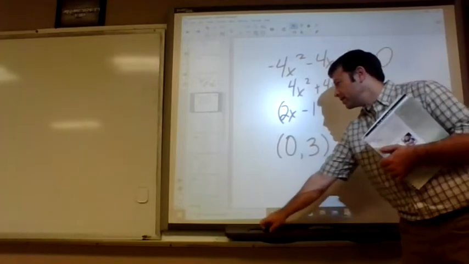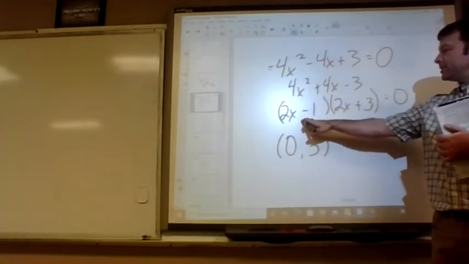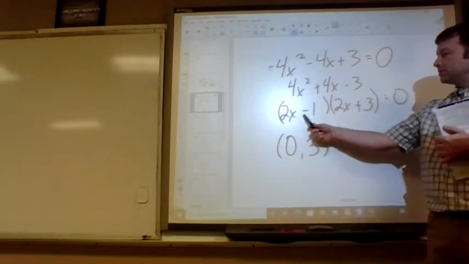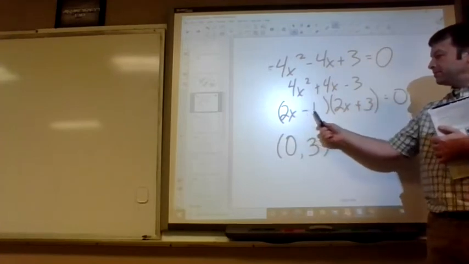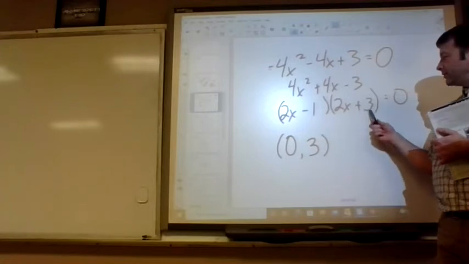Okay. What x values would make these factors 0? Positive 1/2, negative 3/2.